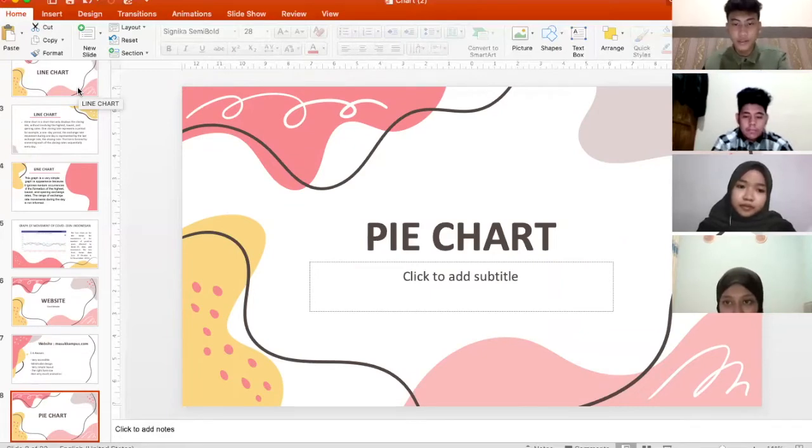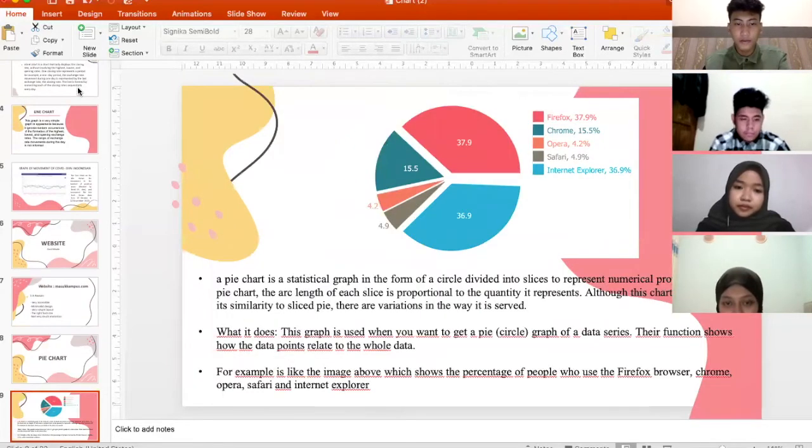The second chart is the pie chart. A pie chart is a statistical graph in the form of a circle divided into slices to represent numerical proportions. In a pie chart, the arc length of each slice is proportional to the quantity it represents. Although this chart is named for its similarity to a sliced pie, there are variations in the way it is served.